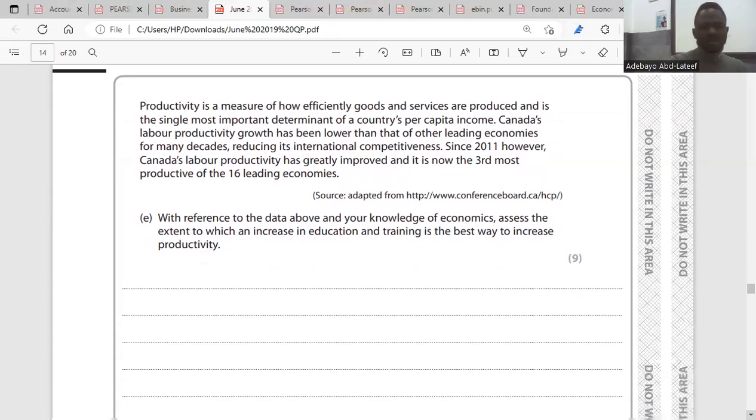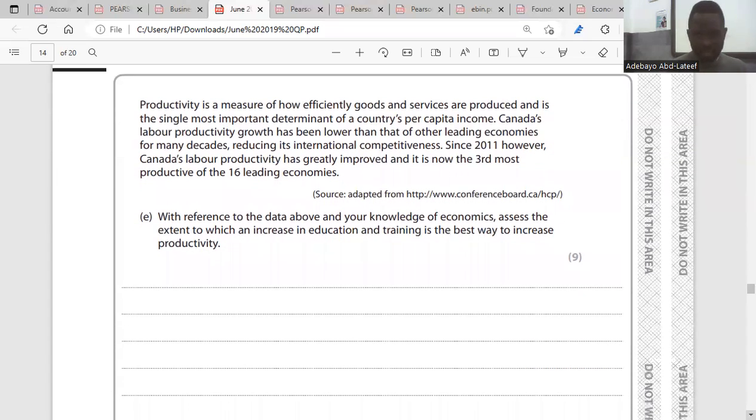Wow. So with reference to what I just read, we should assess the extent to which an increase in education and training is the best way to increase productivity. Please take note. The first thing you have to do is to define what productivity is. Productivity is output divided by inputs. Is that clear? So now, what is the importance of education?